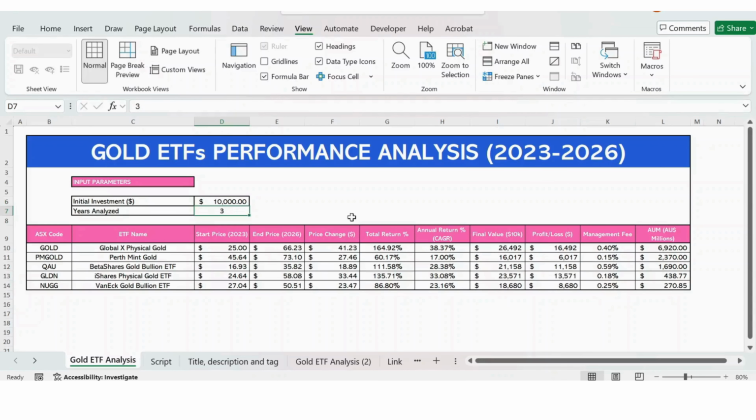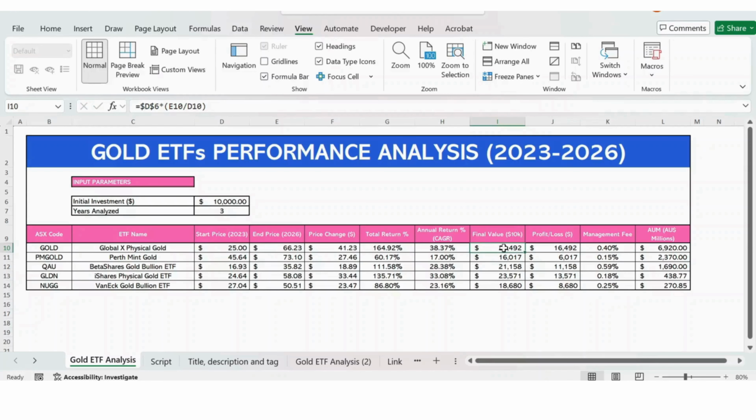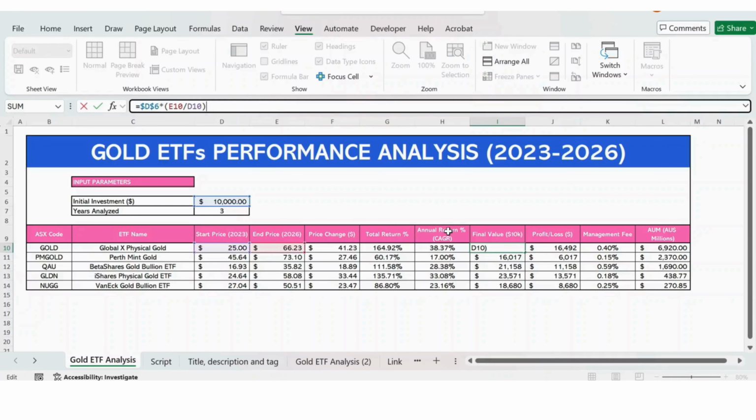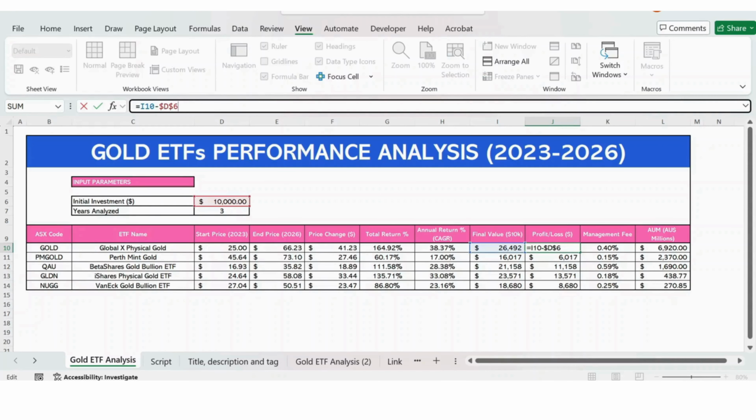Now, let's put real money in cell D6, i.e. $10,000. Column I, Final Value, $10,000. Formula equals $D6 times E10 divided by D10. $D6 is our initial $10,000 investment. Multiply by the same growth factor. GOLD equals 10,000 times 2.6492 equals $26,492.